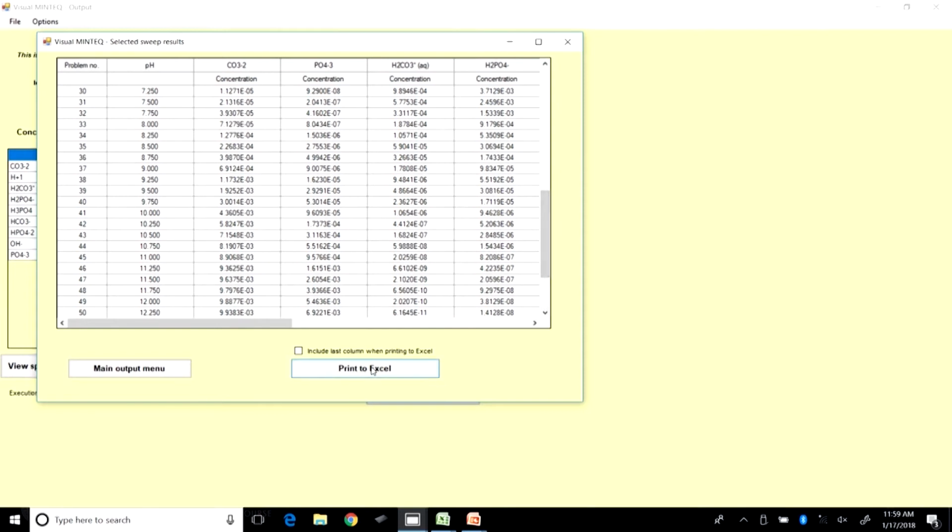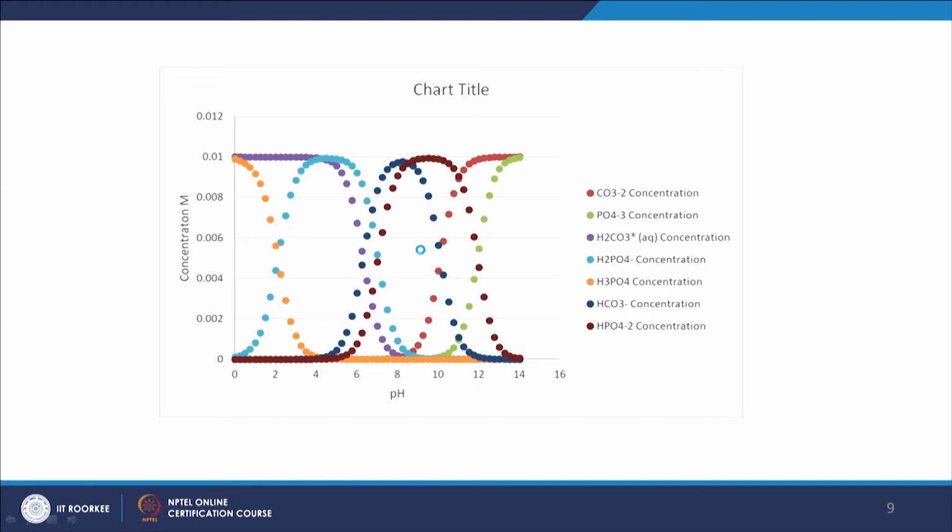Anyway, so I am going to say print to Excel, and then to save time I end up drawing the graph. So, let us go back to our particular system here. Let me see where I have the graph. So, here is the graph. How did we end up with that? We end up with this graph. I just plotted the relevant values from those sweep results.